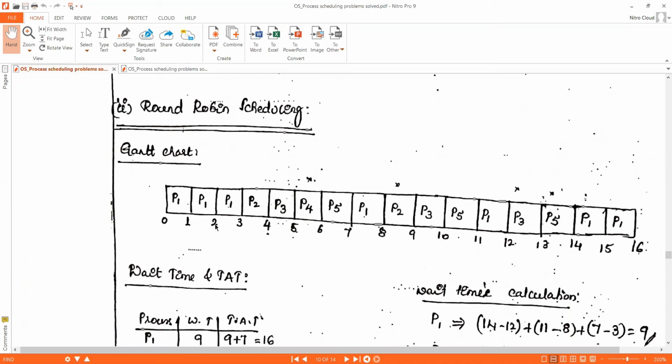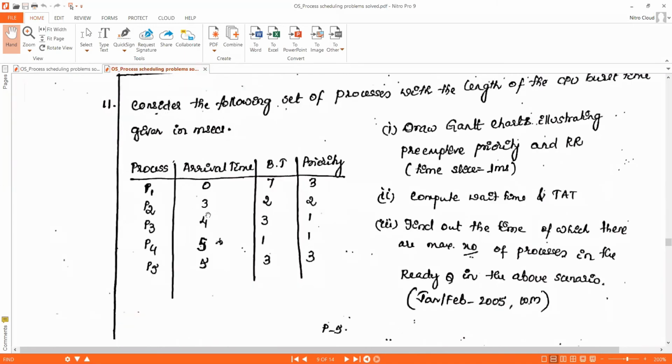At clock time 2 also it will check whether there is any process in the ready queue. At clock time 2 also the ready queue is empty. So the CPU will execute process 1 for 1 more millisecond. At clock time 3, the CPU will check the ready queue for any waiting process. At that time process 2 will arrive in the ready queue, at clock time 3.